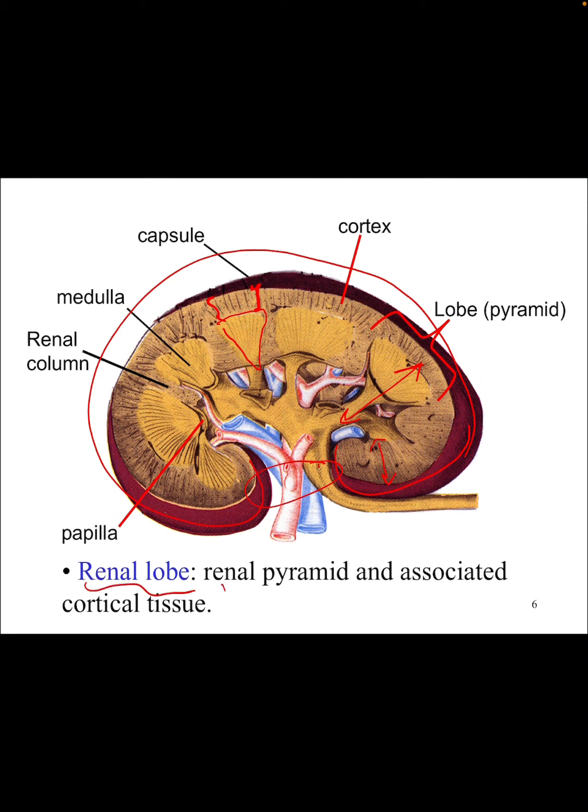So the renal lobe is the renal pyramid and associated cortical tissue. This is the area of the pyramid, and this is the associated part from the cortex. Both together we call the renal lobe.